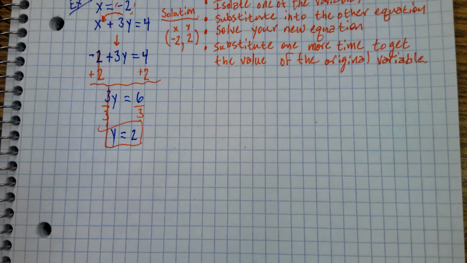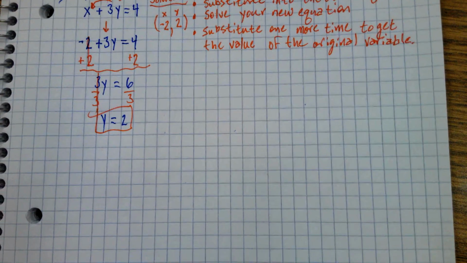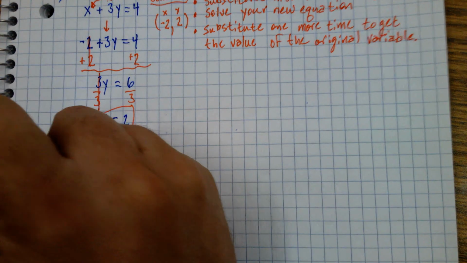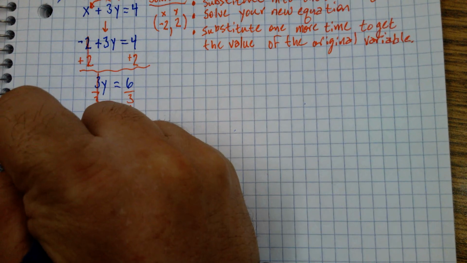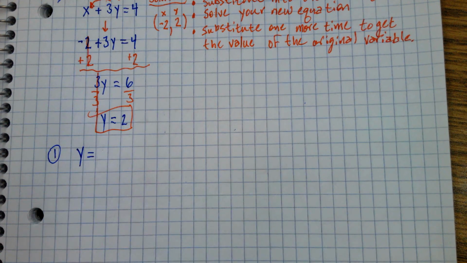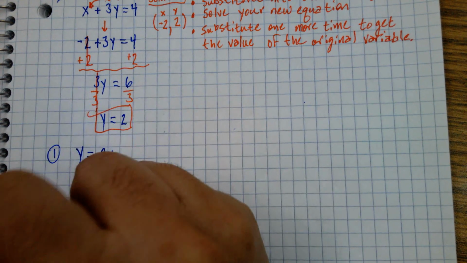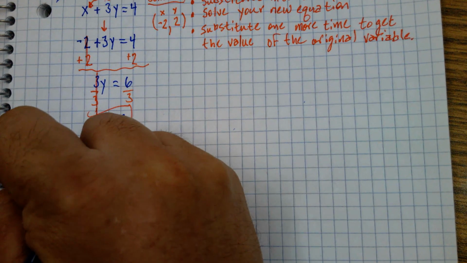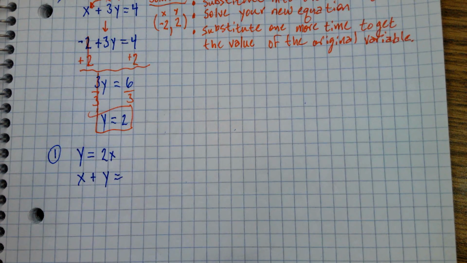Let's continue. We're going to do 4 of these together. I want to give you a sense of the type of equations you'll see. Let's write down the 2 equations for the next system. Y equals 2x, and x plus y equals 9.